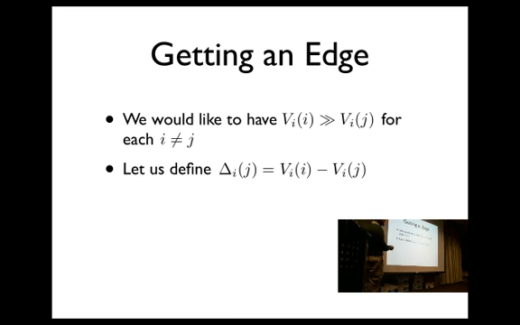So since we want this to happen, let us define delta ij to be the expected number of votes to urn I if I is the unknown urn minus the expected number of votes to urn j if I is the unknown urn. And what we want is delta ij to be as large as possible, definitely positive, but as large as possible for each I and j.